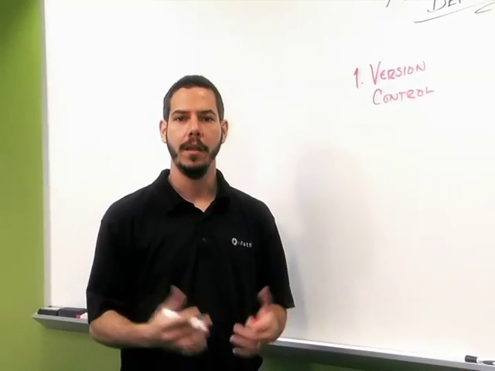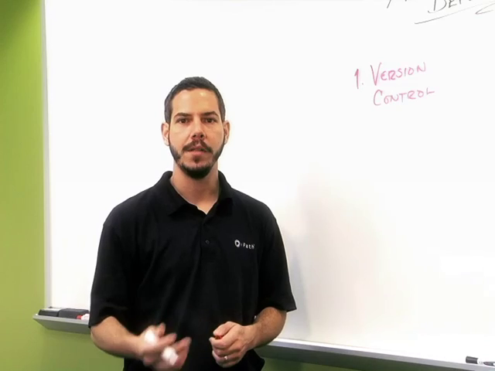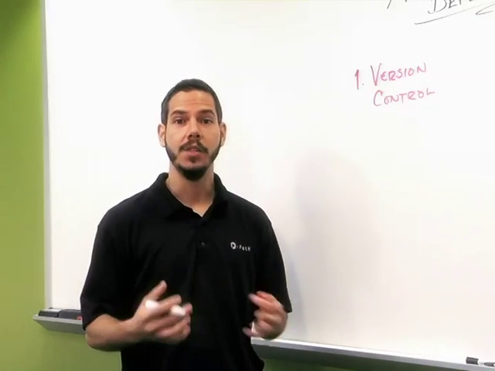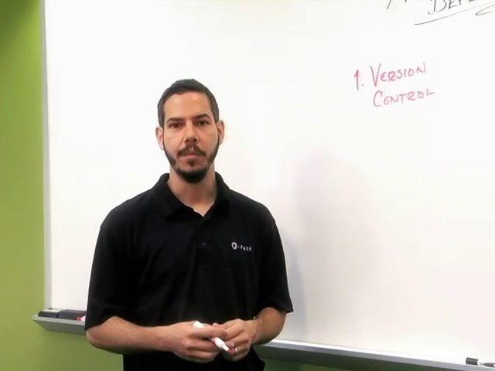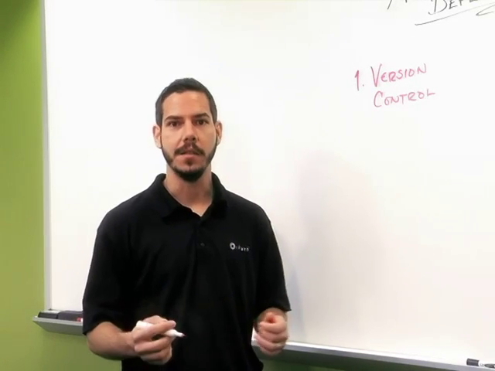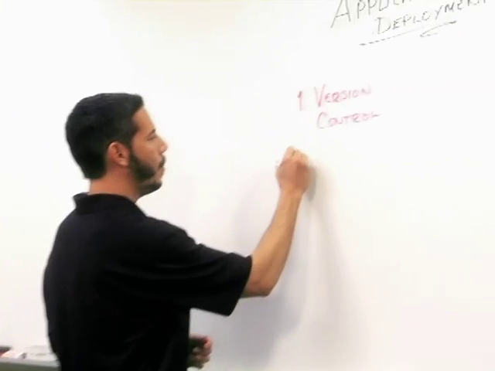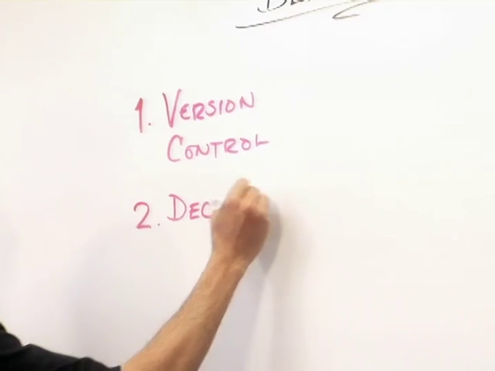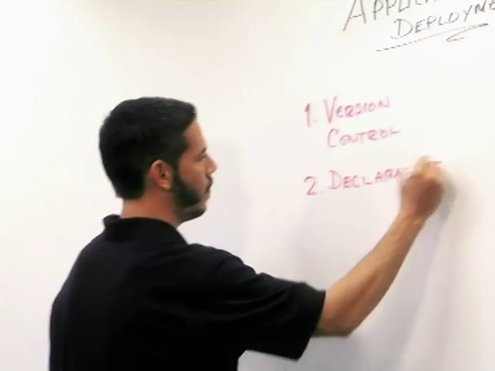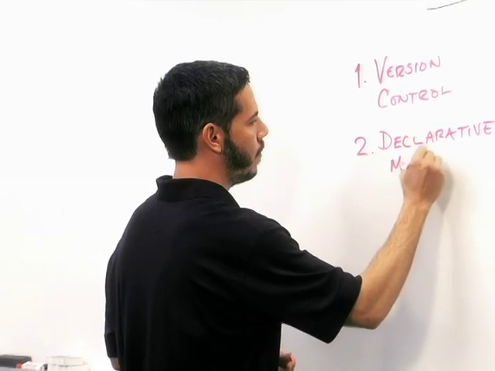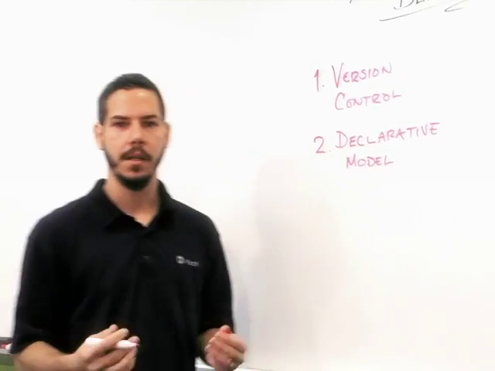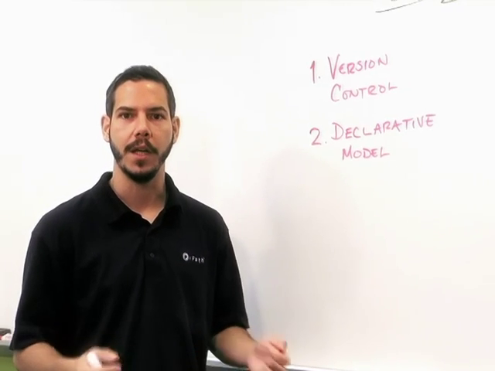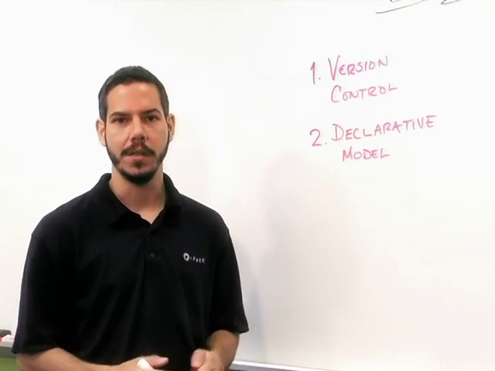rPath version controls all elements of the system stack, all the way from the operating system through the middleware and the applications and the configuration, tightly controlling exactly what software should be deployed at any point in time to any system. Number two, rPath believes in a declarative model for system and application deployment. A declarative model explicitly defines the exact set of software and configuration that should be deployed for an application and system stack at any point in time.